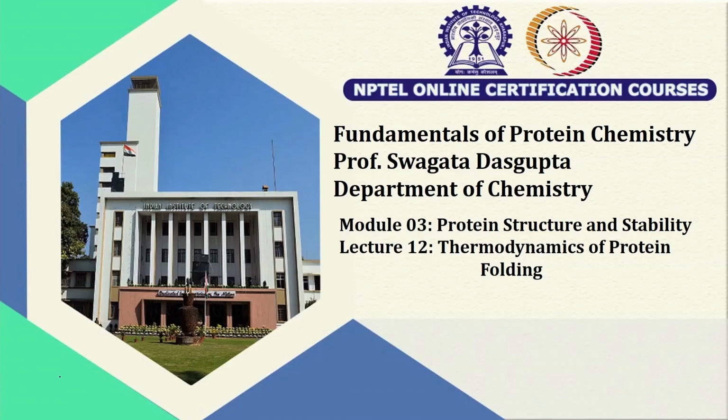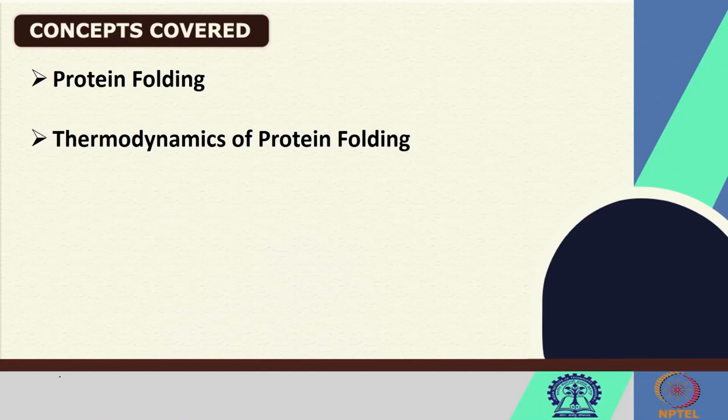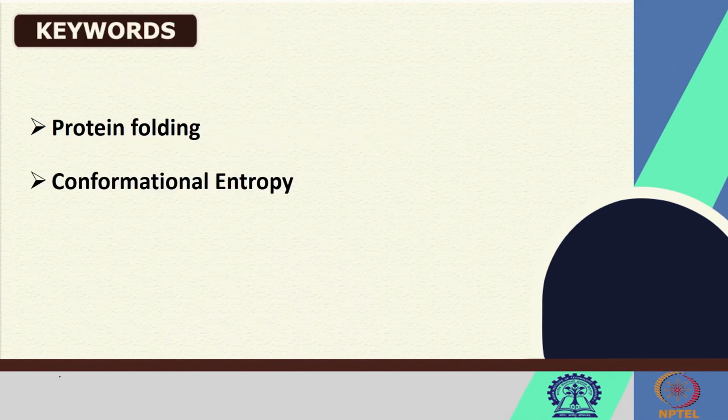In the module on protein structure and stability, we will begin our discussions on the thermodynamics of protein folding. This is an important aspect and it encompasses a lot of the interactions and the studies that we have seen earlier. So, if we look at the concepts that are going to be covered, they are going to be protein folding in general and the thermodynamics of protein folding. And this is going to have an important aspect in the conformational entropy that we will see as we go along.